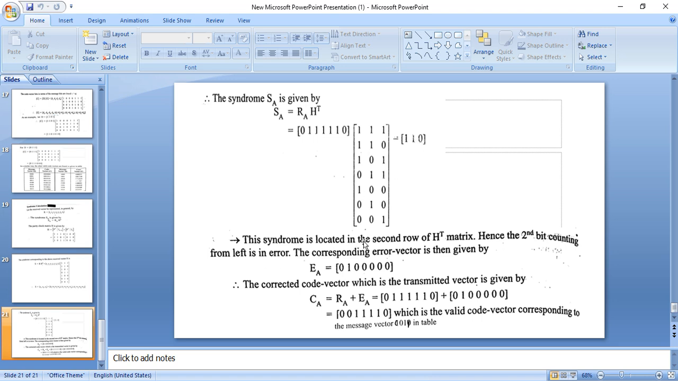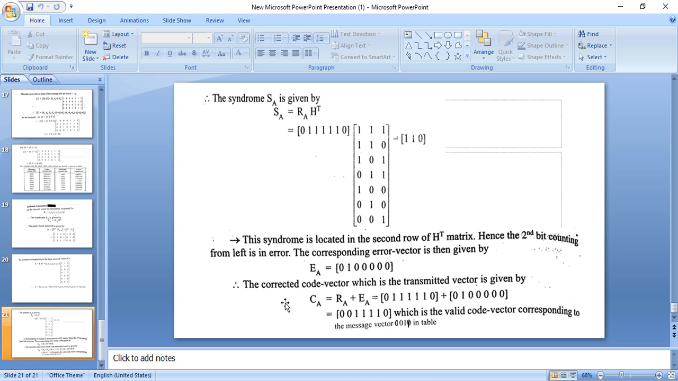This syndrome is located in the second row of H transpose. The calculated syndrome value must be checked in the H transpose matrix, and it must match one of the rows of H transpose. Here, 1 1 0 matches the second row of H transpose. What does it represent? The second bit, counting from the left, is in error. The corresponding error vector is then given by 0 1 0 0 0 0 0. So the second bit is in error, because the syndrome value we got matches the second row of the matrix.